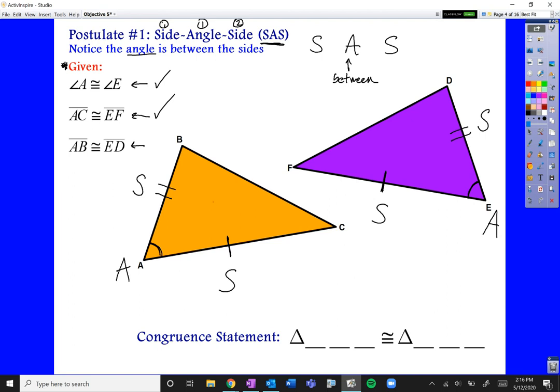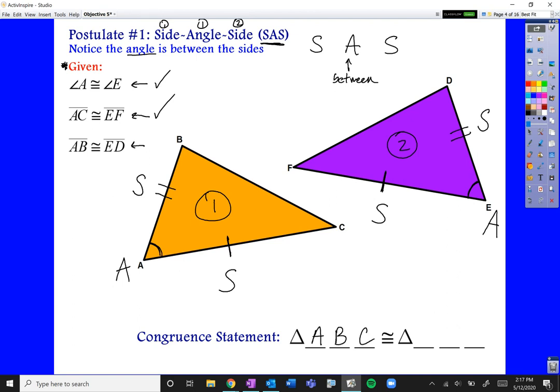Remember, pick the first triangle any order you want. I'm going to go B, A, C. So, no, let me back that up. I lied. Let's make it easy on ourselves here. Okay, how about we do ABC? Let's just keep it simple.